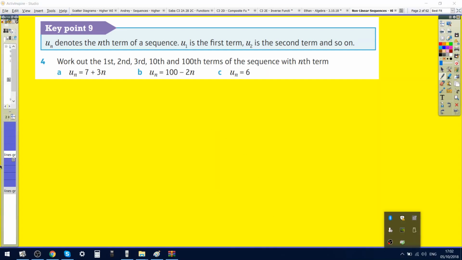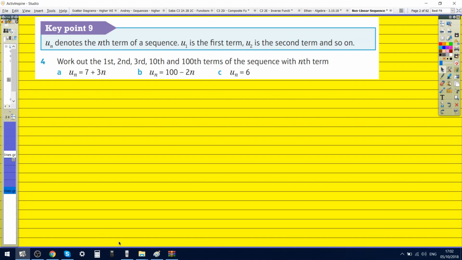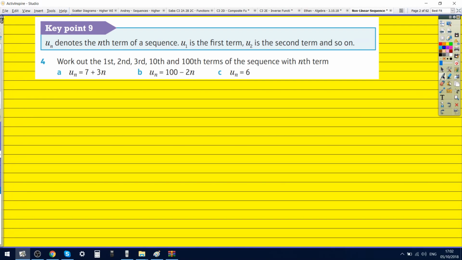I'm telling the sequence. We just change n into one. Correct. So U1 equals 7 plus 3 times one. Correct. And that is 10. That's it. Let's do part B for the 10th term.